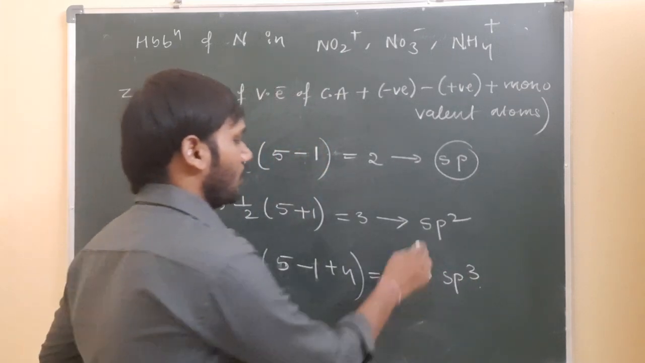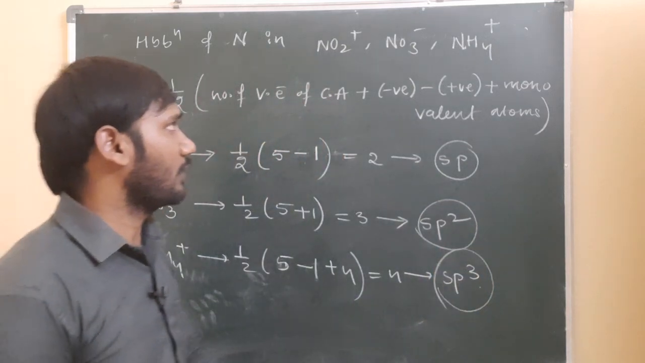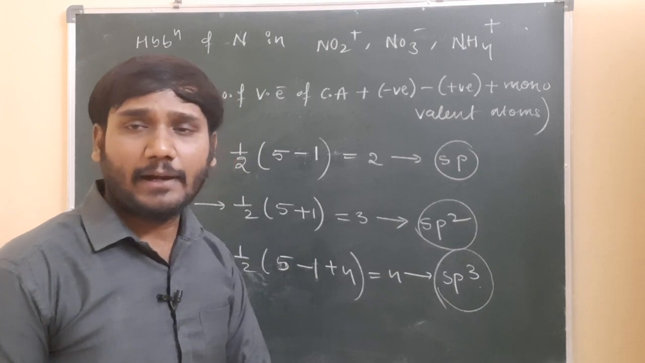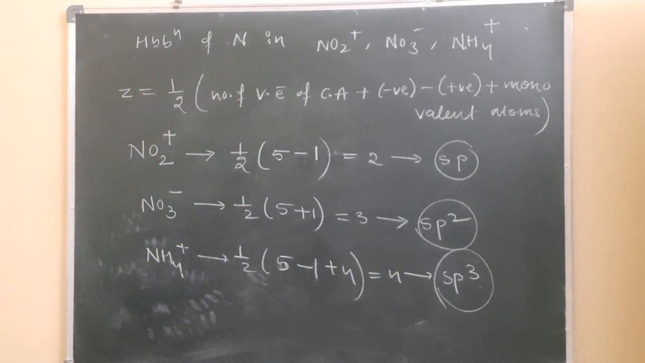So this is the hybridization we can find by this formula. Nitrogen hybridization in NO2 plus is sp, in NO3 minus is sp2, and in NH4 plus is sp3. So once you take the screenshot.